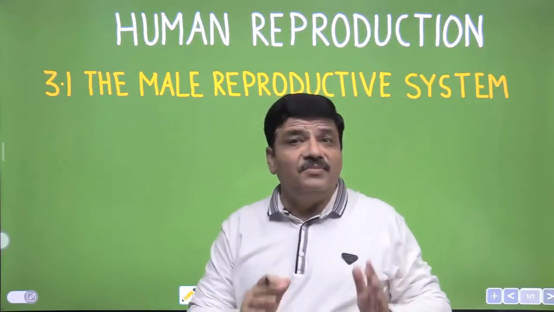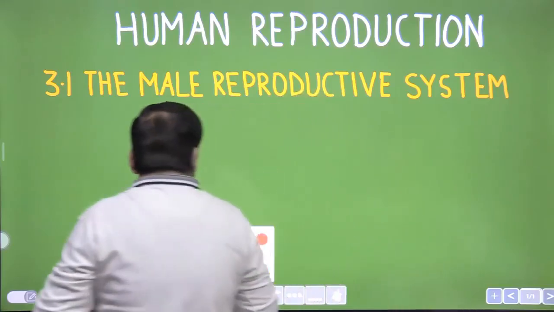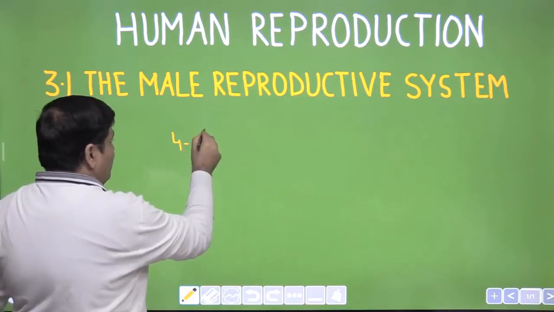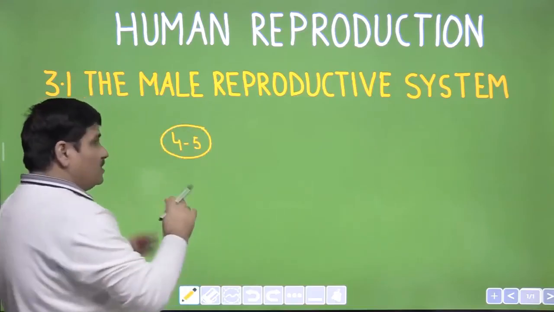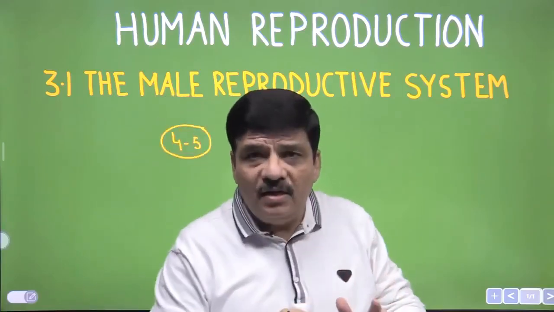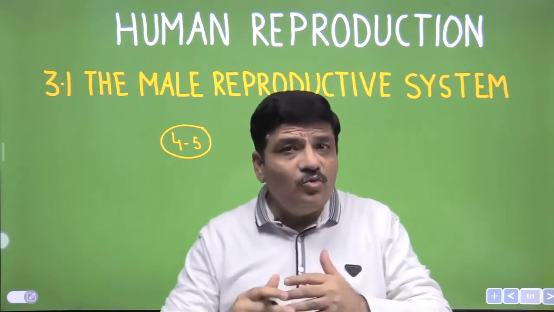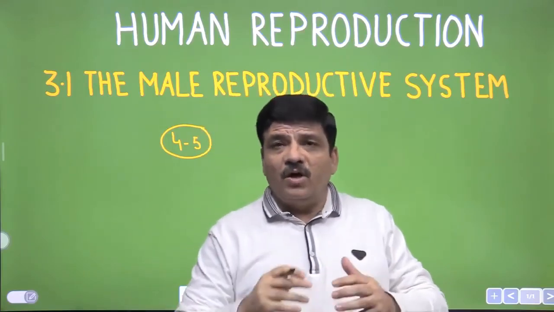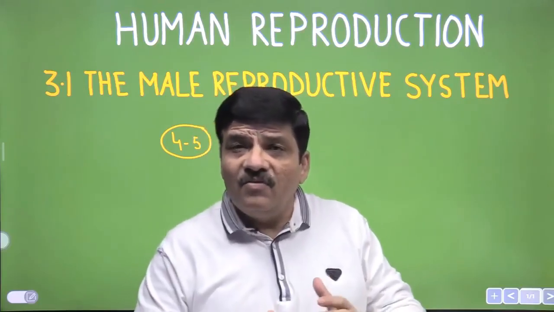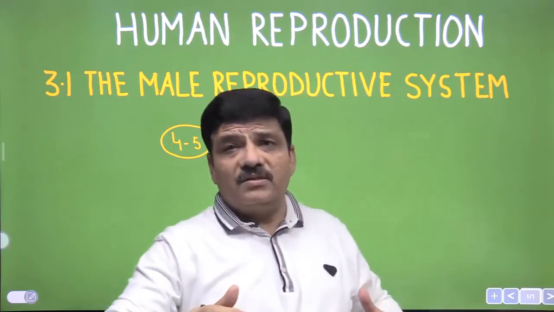This is an important chapter for your NEET entrance exam. It's an important chapter, which means that anywhere between 4 or 5 questions come from the human reproductive system. That makes it a chapter that is very well represented in the NEET entrance exam. Now, as to the nature of the questions, there can be everything from very simple questions to highly conceptual questions.